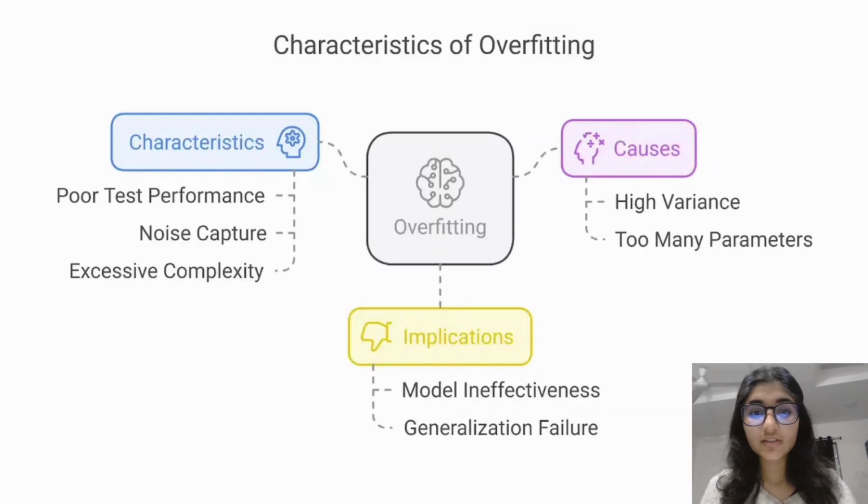Then the characteristics of overfitting. It includes poor test performance, noise capture, and excessive complexity. In implications, it includes model ineffectiveness and generalization failure, and causes include high variance and too many parameters.